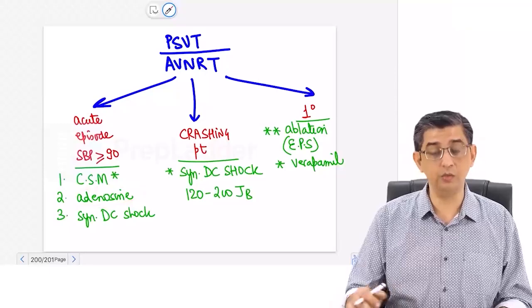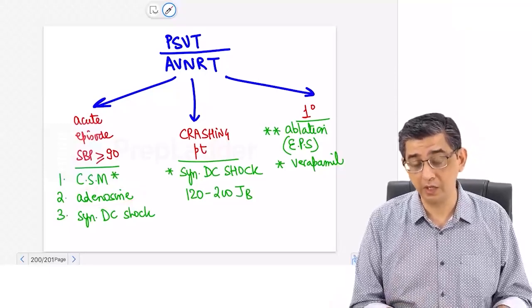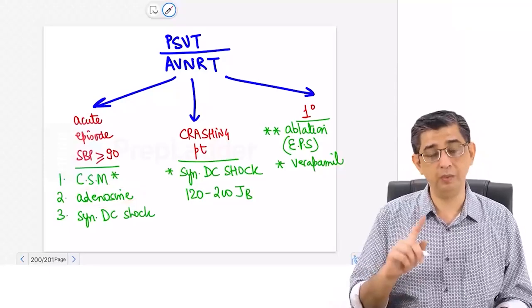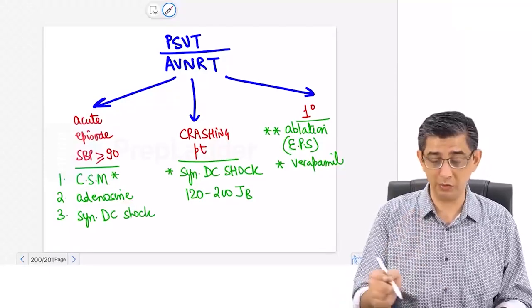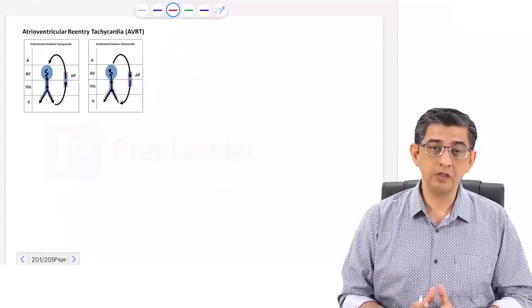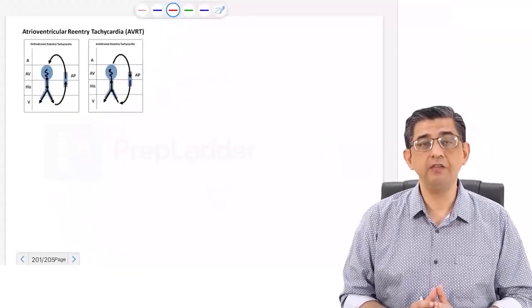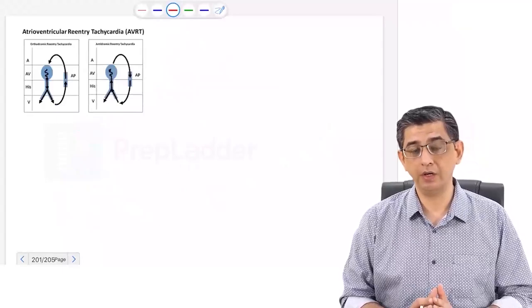He's going to try and ask you the aspects that I have highlighted in this flowchart. I mean, if you get this flowchart right, you will be bang on target to solve MCQs with respect to this particular topic. The next topic that I'll explain to you is called AVRT, that is atrioventricular reentrant tachycardia.